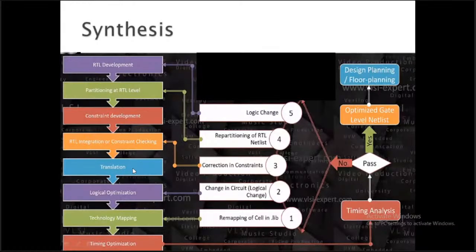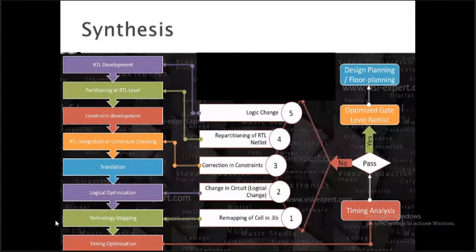Then we do the translation of code into gates. Then we do the logical optimization on those gates through Boolean expressions, using Karnaugh maps. There are different types of methodology we use to minimize those Boolean expressions, and then it finally maps to the technology. So it's basically a cycle, you can see.